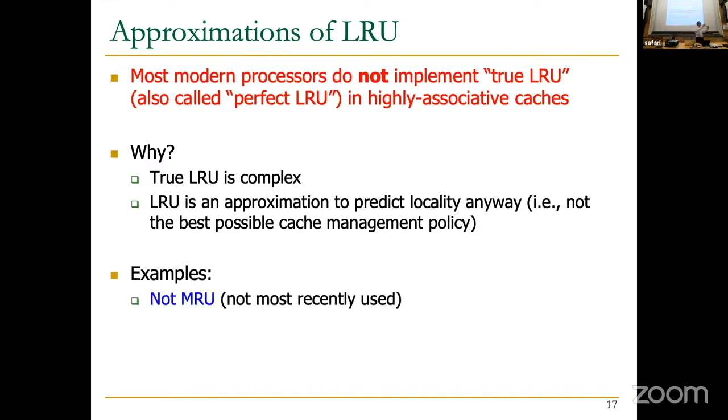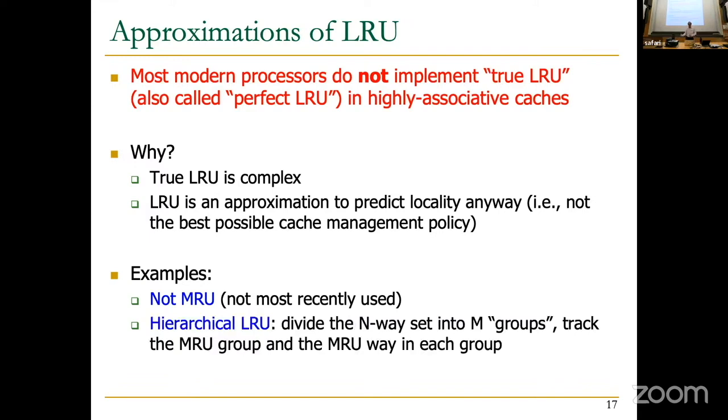At least for the LRU part, because they can actually be using different policies for different types of blocks, if you will. But not MRU, for example, not most recently used, is an approximation to LRU, right? It basically says, don't evict the most recently used blocks. Among everything else, pick randomly. That's one implementation of a not-MRU type of policy. So at least you protect the most recently used block in that case, right?